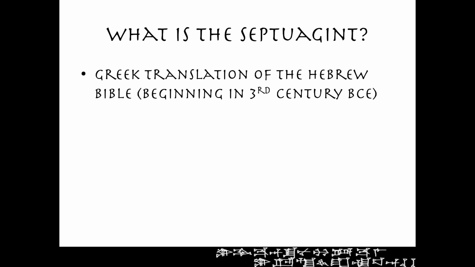Well, it's the Greek translation of the Hebrew Bible. And while there is some debate concerning when the translation took place, we think it probably was sometime in the 3rd century, at least with the Torah being translated into Greek, and in the centuries following, the remainder of the Septuagint being translated, the remainder of the Hebrew Bible being translated.